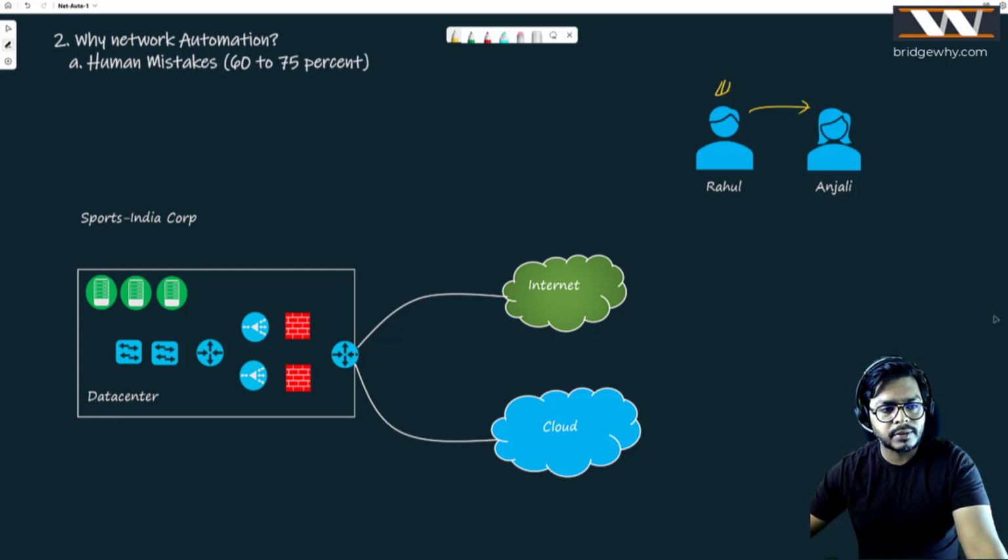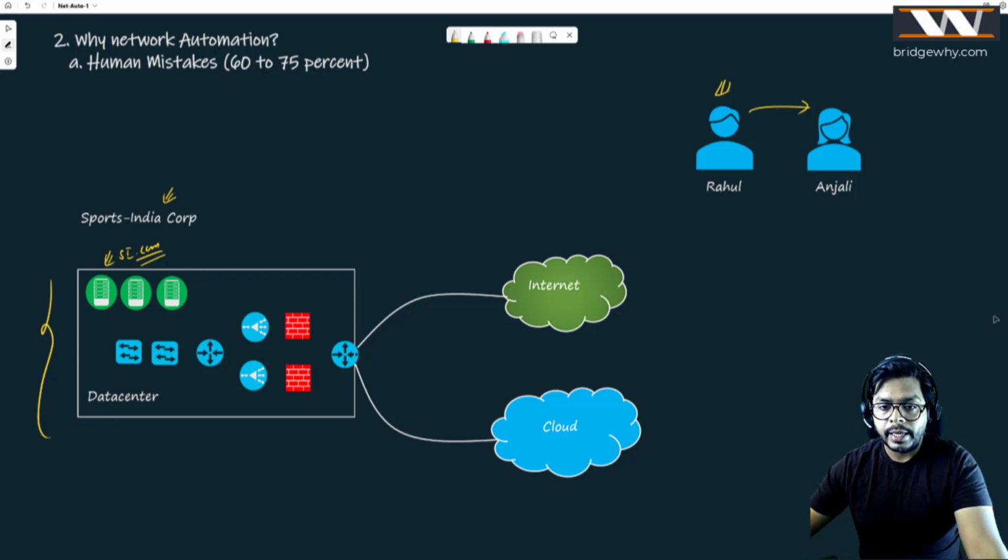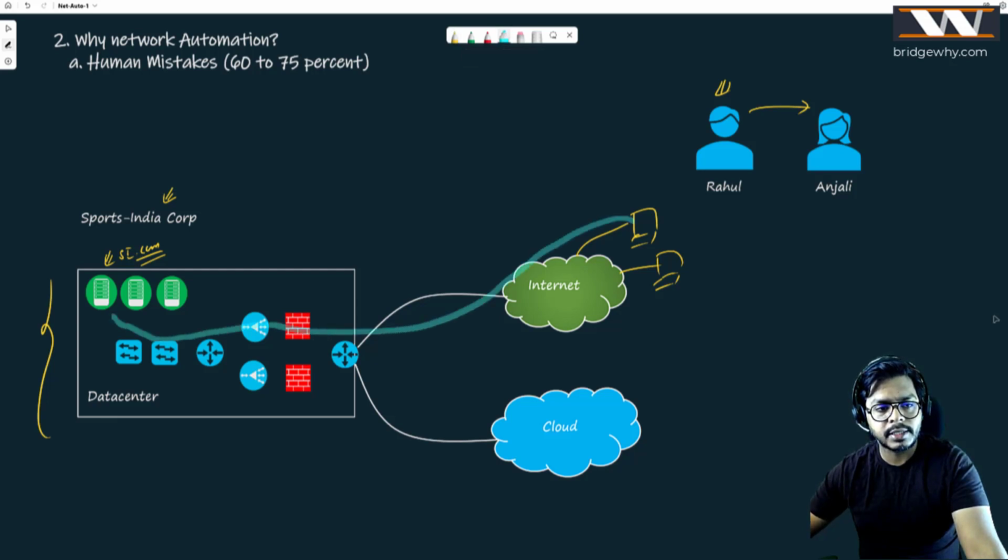So what was happening? If I tell you that we have a data center here and we have this server here, this server is the main server of this Sports India Corporation, right? Or you can say on this server, the Sports India Corporation website is running, which is sportsindia.com. Sports India is selling multiple sports goods to many people, and people on the internet come into this data center and access Sports India to order some of the products. And this is the main business of this company, right?